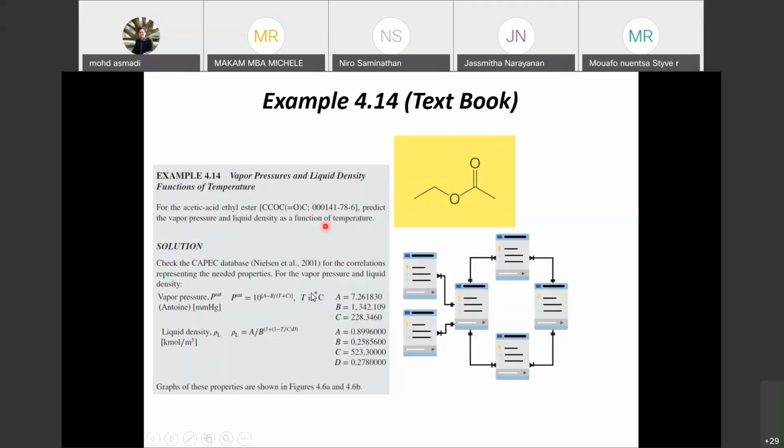And what you have to do is construct the graph so that we can predict along with the temperature. For example, starting from room temperature, or 20 degrees C, 25 degrees C, until what temperature? Maybe 50 degrees C or 100 degrees C. So we can see the correlation for the vapor pressure and liquid density with the temperature.